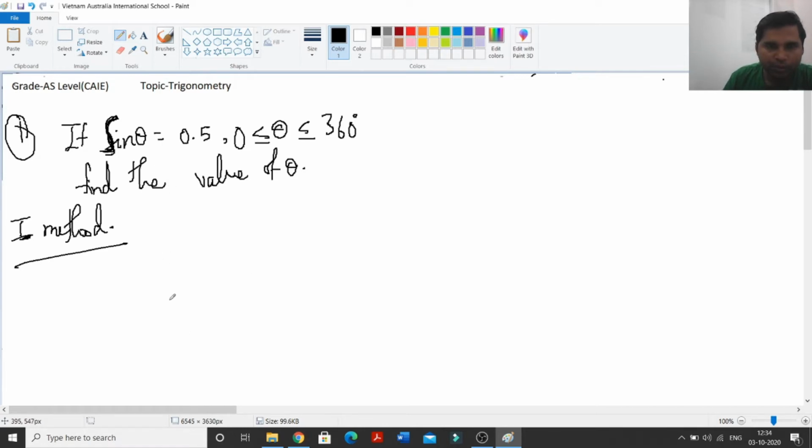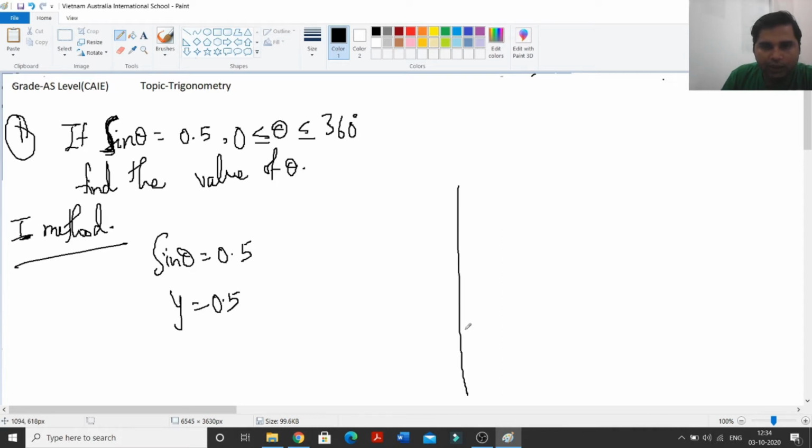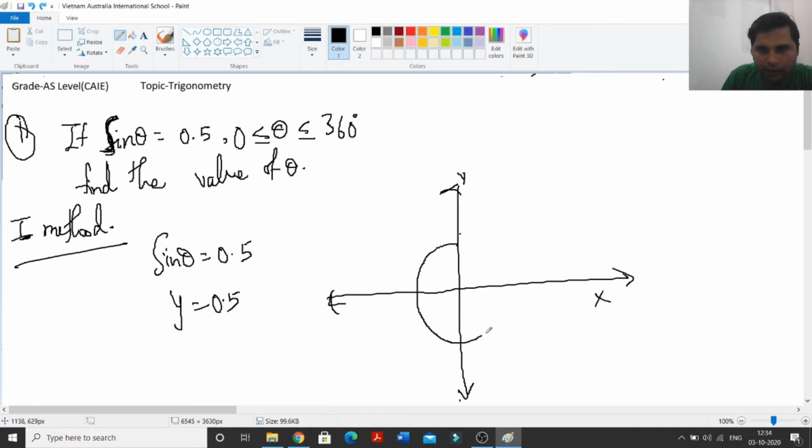So sine theta is 0.5. We know that y is sine theta. It means y is equal to 0.5, right? So in the unit circle, this is the x-axis, this is the y-axis. Let's quickly draw the circle. Okay, this is there. So this is 1 comma 0, this is 0 comma 1, this is minus 1 comma 0, this is 0 comma minus 1, right?